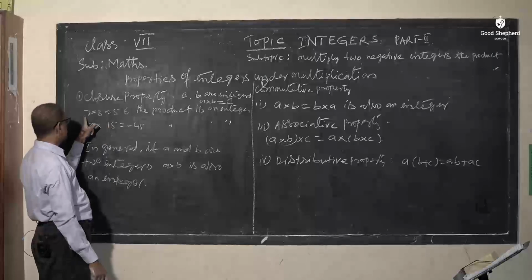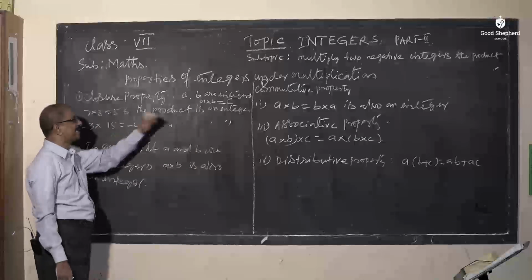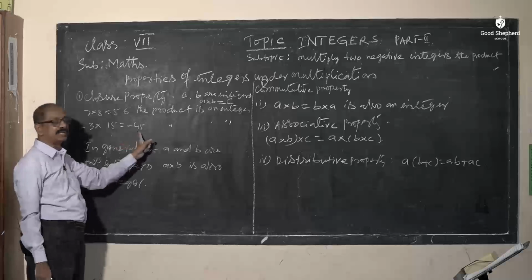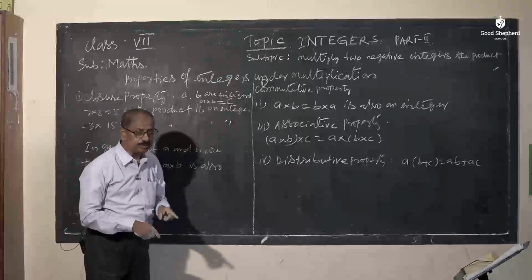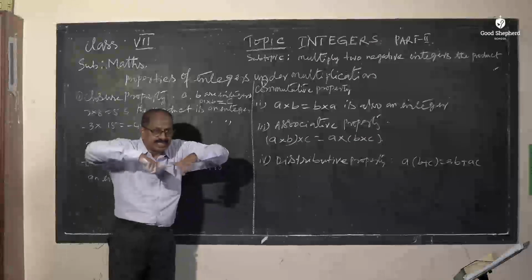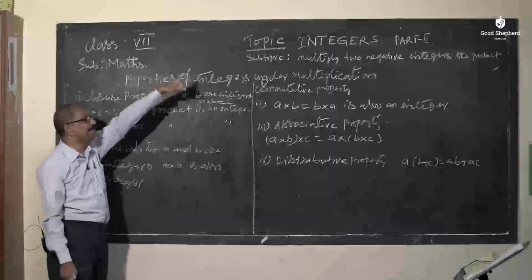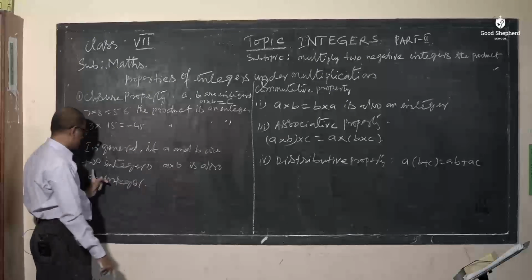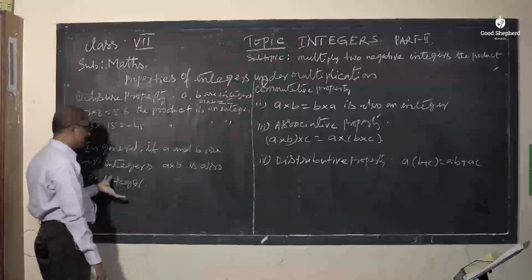Similarly in the product, 7 into 8 is 56. 56 is the product of two integers, again an integer. And also minus 3 into 15 is minus 45, which is also an integer. That means the product of two integers is again an integer, under the closure property under multiplication. In general, if a and b are two integers, then a into b is also an integer.